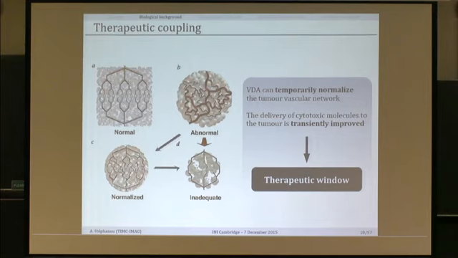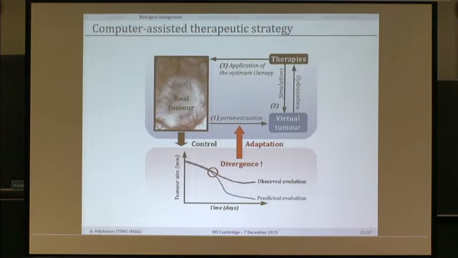So as Mark mentioned this morning, it is something we can exploit to increase the delivery of cytotoxic molecules to the tumor. The idea is to use these vascular disrupting agents that normalize the network, and with the right timing, use it to deliver the cytotoxic molecules. So we have this therapeutic window that we can exploit to maximize the effect of the therapy. The whole point of this project is to try to do that.